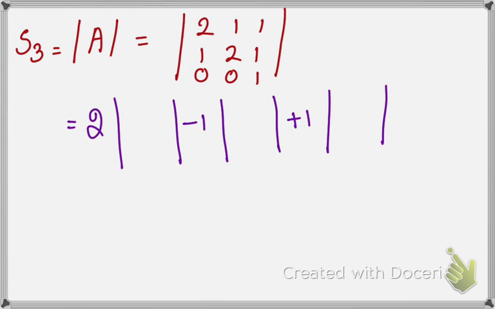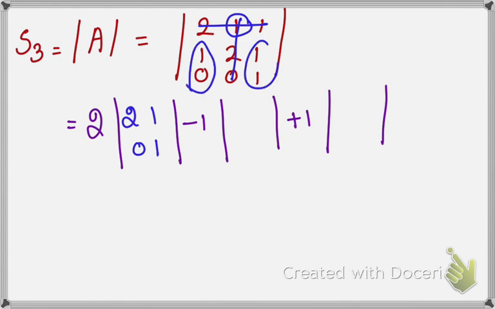Now, first you have to find the factors of this. If this 2 is there, eliminating this row and column, the remaining determinant value is 2, 1, 0, 1. Next, the second value, you assume plus 1. So you are eliminating this row and column, and the remaining values are 1, 0, 1, 1.